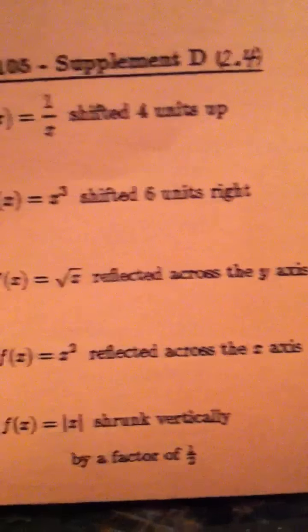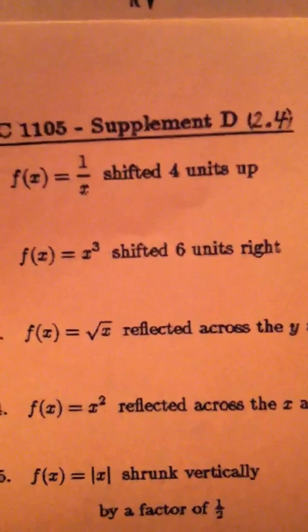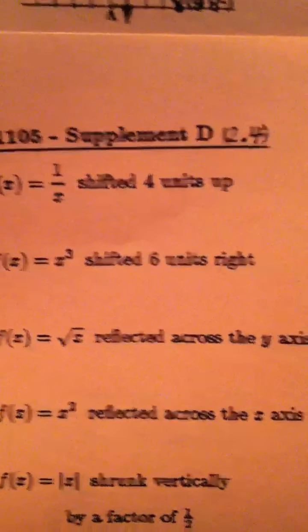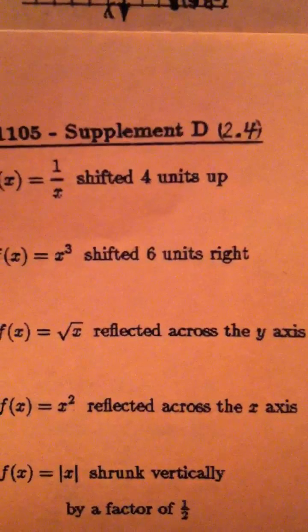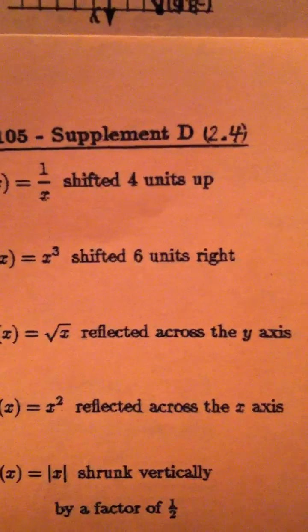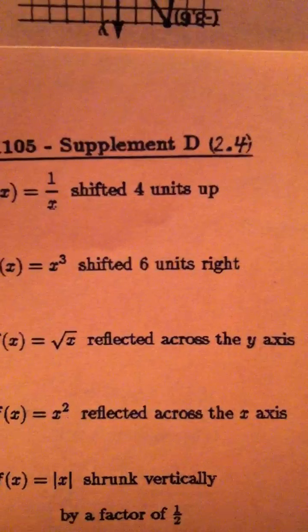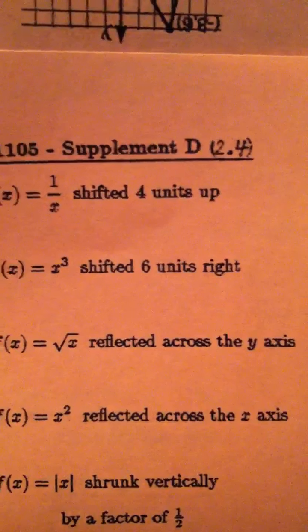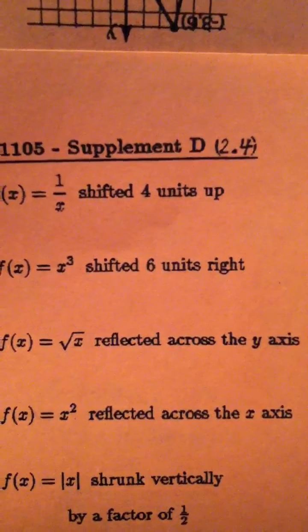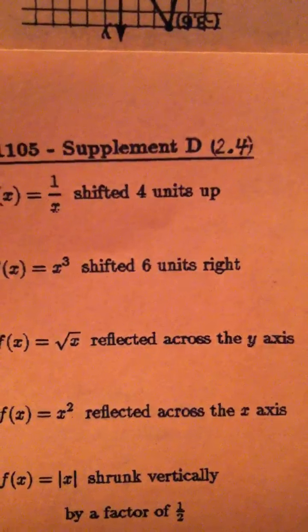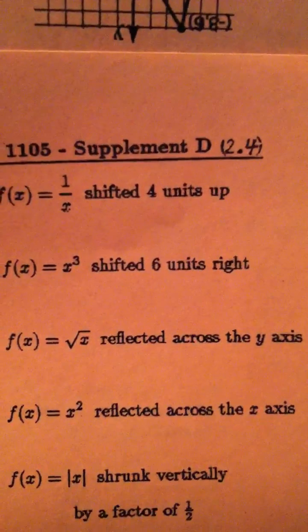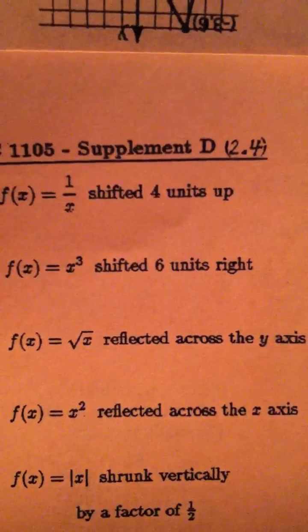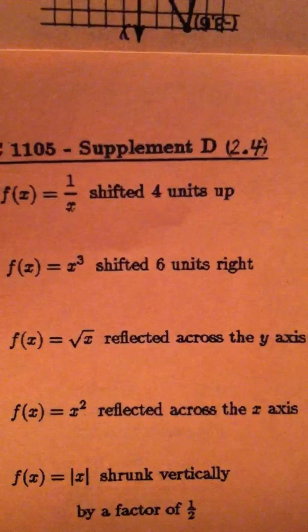Okay? Now, in problem 4, they give you the function f of x equals x squared. They want you to reflect it across the x-axis. Now this time what I want you to do, I want you to picture a point, any ordered pair you want to in quadrant 1. Okay? Picture that. If I cross the x-axis, the x value is not changing, it's the y value that's changing. The y value is changing from positive to negative.